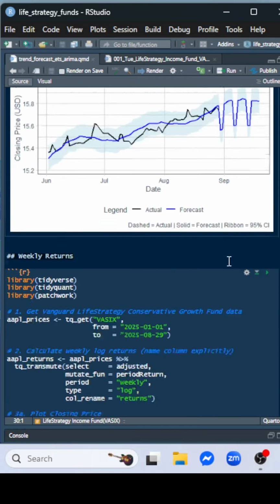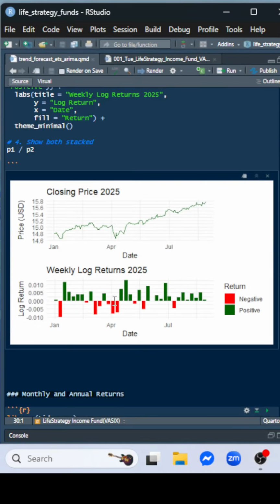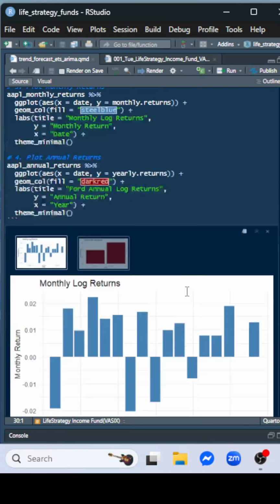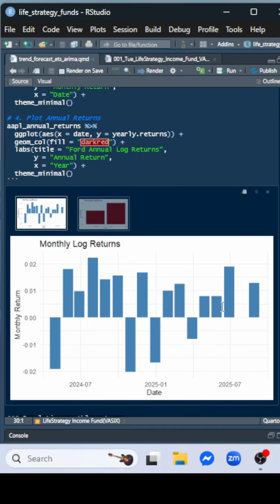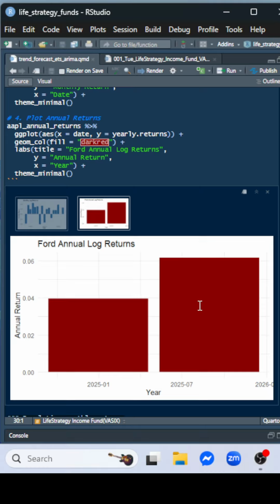Now let's take a look at our weekly returns. Good news is you can see there's more positive returns than negative returns. That's also a good thing. Monthly and annual returns we got here. Again, there's more positive monthly returns than negative returns. And you can see we saw a lot more positive returns in the second half of the year.